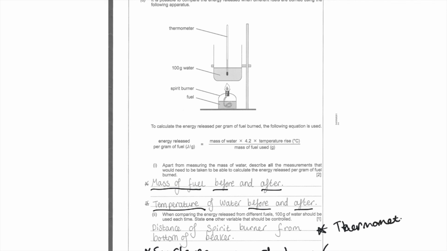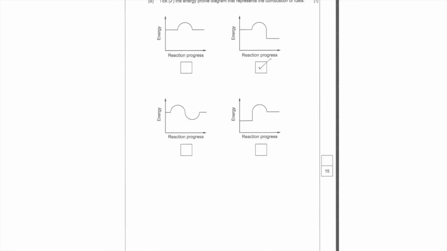So there were a couple of them. We have practiced them all in class. This is a big thing that people lose marks on here because they don't write before and after. Then it says, show which one it would have been. It was an exothermic reaction.